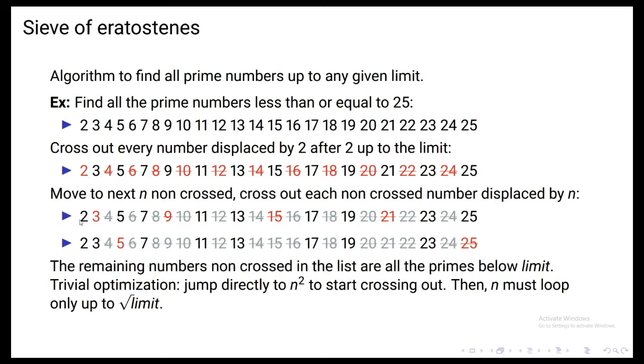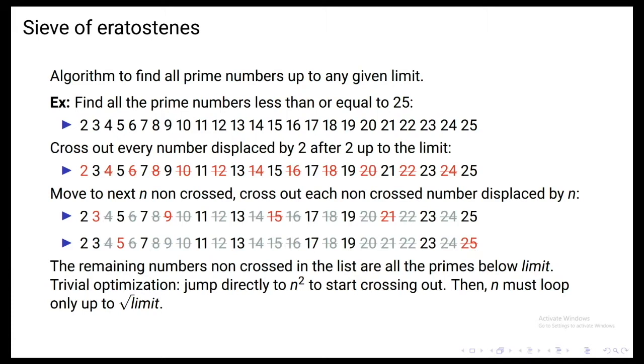Then on the following step, I move to the next number that has not been crossed out in the previous step. In this case, it would be 3. I do the same exercise: I jump 3, jump 3, jump 3, and I cross out the numbers that have not been crossed out. In the following step, the same thing: I move to the first number that has still not been crossed out, 5, and I do displacements equal to 5, and cross out what has not been crossed out yet.